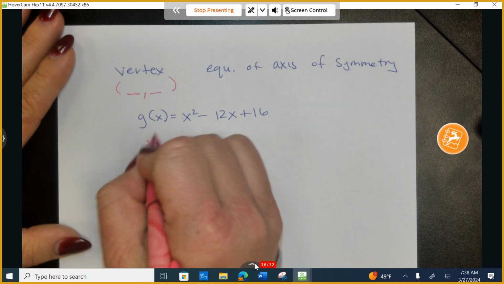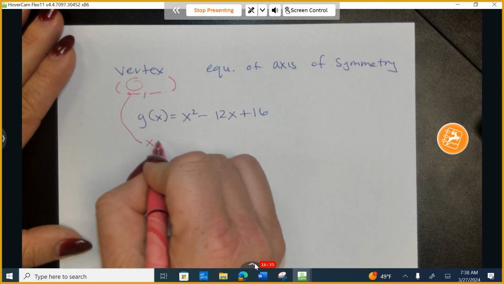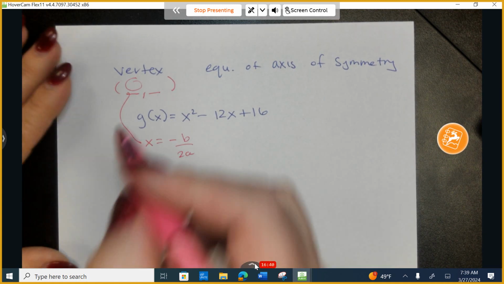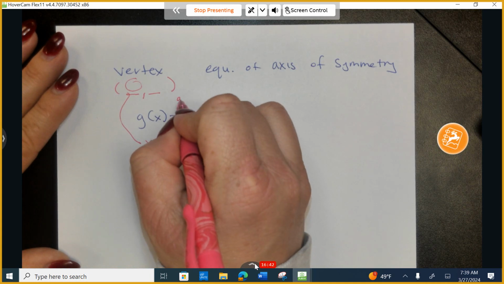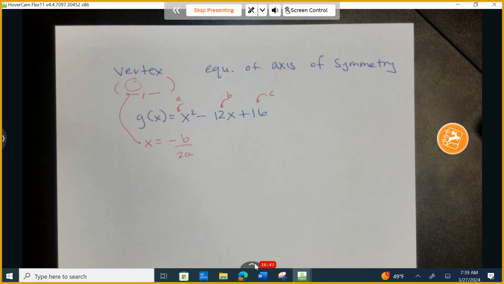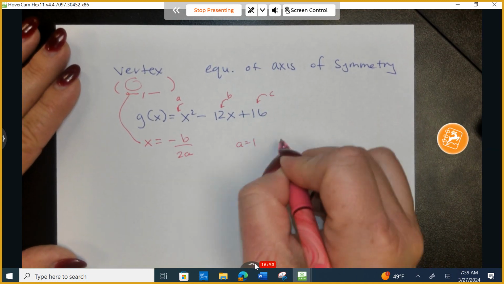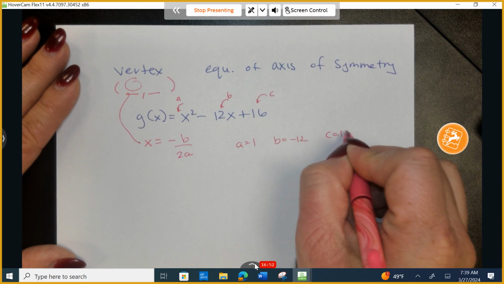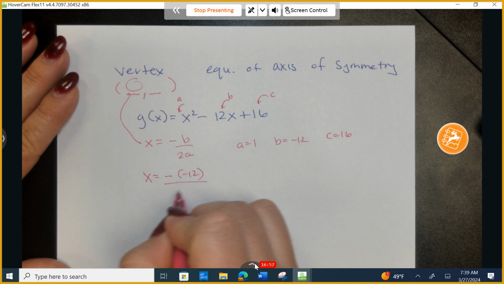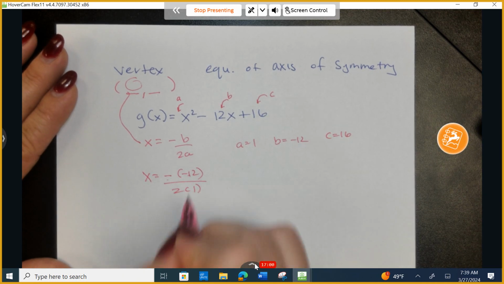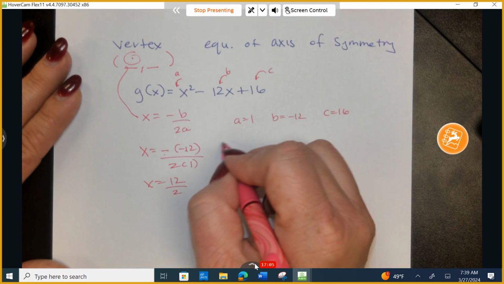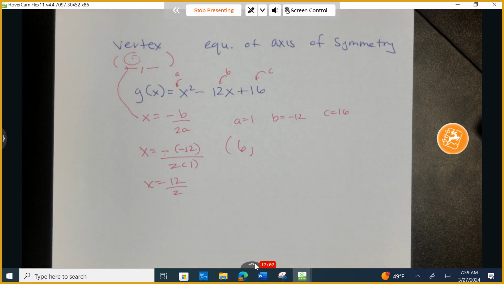So how do we do that? Well, in order to figure out the x value, we're going to take negative b over 2a. And you may be wondering, well, what is the b and what is the a? A is the number in front of the x squared, b is the value in front of the x, and c is the value all by itself. So in this problem, a is 1, b is negative 12, and c is 16. X equals negative 12 over 2 times a. Two negatives make a positive, and 12 divided by 2 is 6. So in this position of the vertex, I'm going to write a 6.